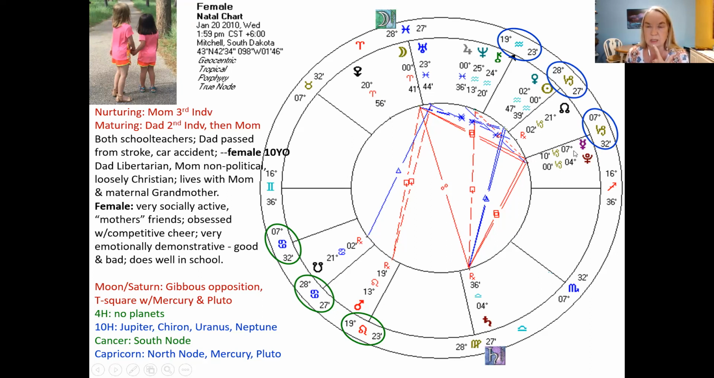This opposition is in T-square to this Mercury, Pluto, and Pluto in Capricorn. This can be another symbol of literally losing the father figure, the maturing parent in her world, and the crises that came through that. Surprisingly, this child seems to be fairly emotionally resilient.